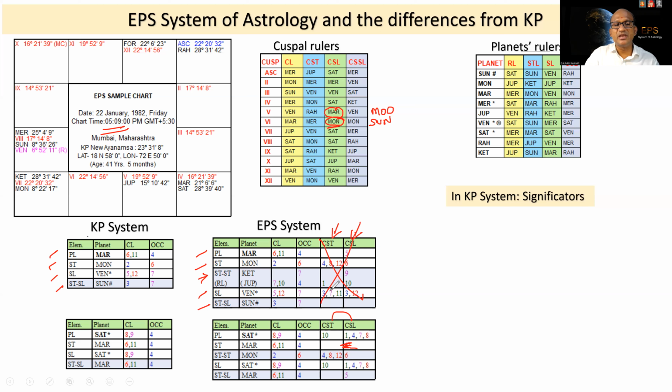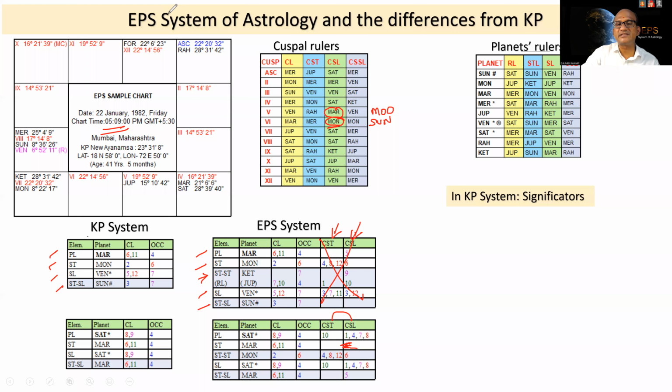Without these, if we take only CL and occupying house, it is going to be the same even when the minutes are different. The CL is going to be the same, and the occupying house is also going to be the same. Then how do we differentiate the signification of a person born at 5:9 and 5:7 or 5:11? How do we differentiate what this Mars is going to give to each person? That is one point.